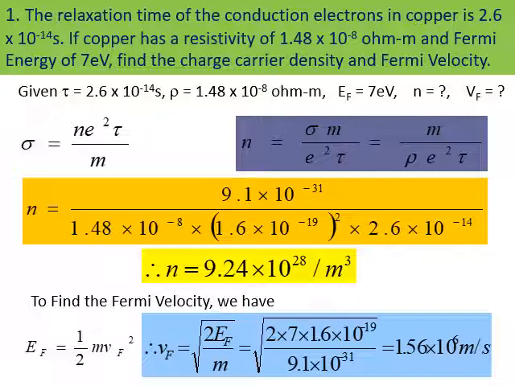This is the total electron density per unit volume of the material. To find the Fermi velocity, we have the equation for the Fermi energy in terms of kinetic energy. EF is equal to half m vf square, or I can write vf is equal to the square root of 2EF divided by m. This is the square root of 2 × 7 × 1.6 × 10^-19, because here it is 7 electron volt, so I have to multiply with 1.6 × 10^-19, divided by the mass of the electron 9.1 × 10^-31, which will give you 1.56 × 10^6 meter per second, and this is the velocity of the electrons at the Fermi level of the conducting electrons.